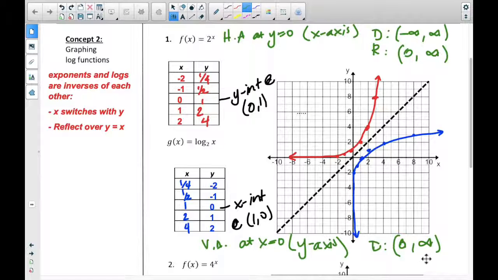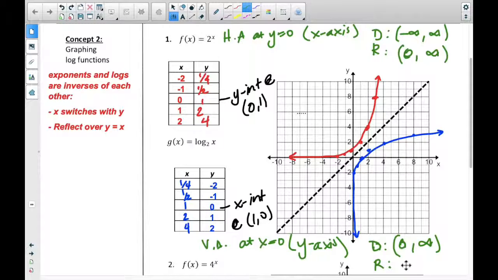Now on my domain, I do have a parentheses, not a square bracket, because it never actually gets to 0. Because let's go back and think about this one. It's going to go down by half, down by half, down by half, down by half. It keeps going down by half, but it never actually gets to 0. Same thing here. It's going to go down by half on my x's, and it's never actually going to get to 0. So we don't have a 0 in our domain. We have it up to 0, but not including 0.